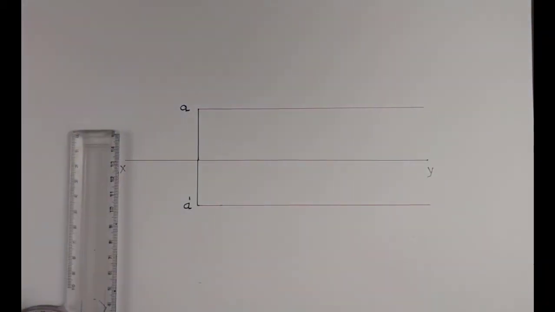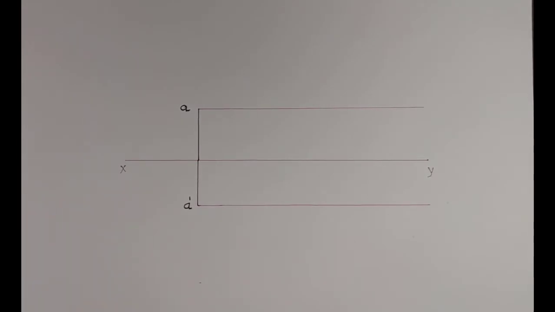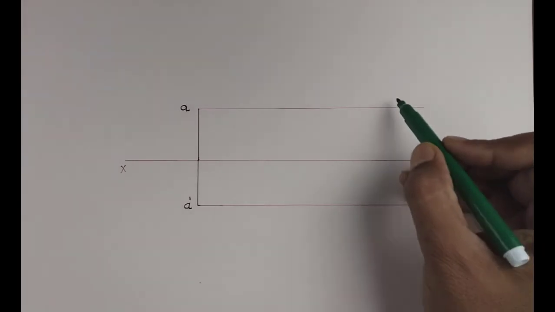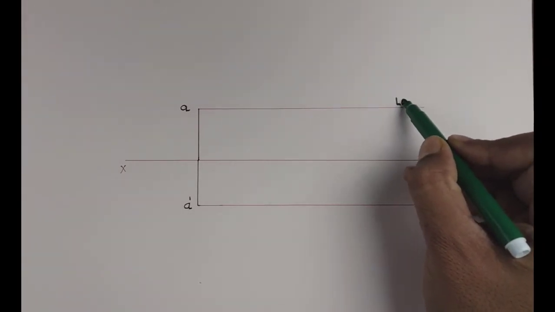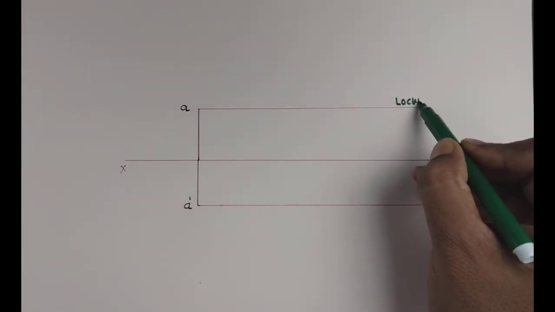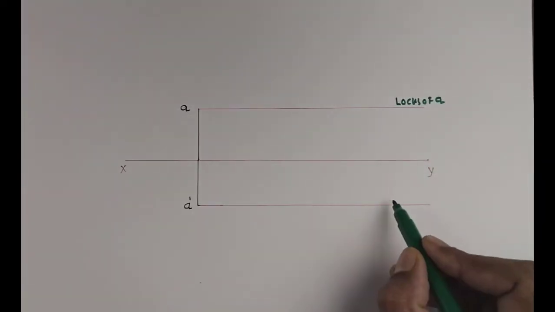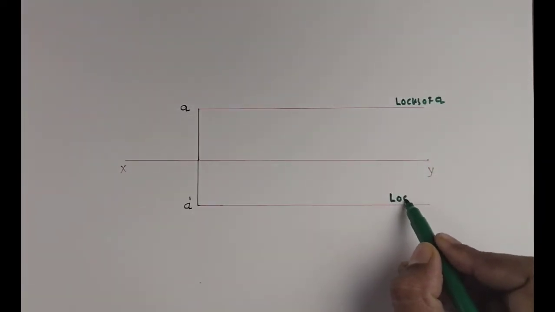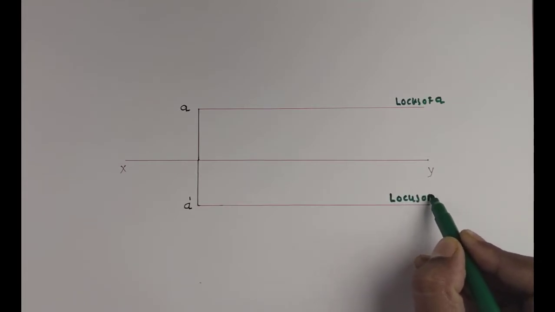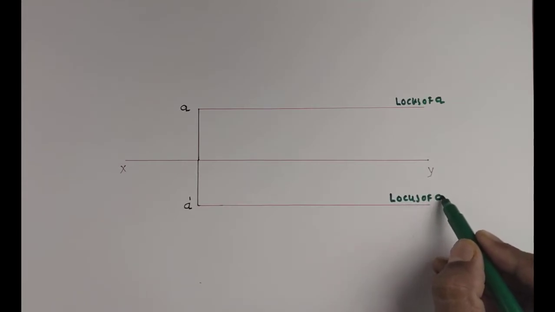And here we write the name of locus. It is a locus of plan point A, and this is our locus of elevation point A dash.